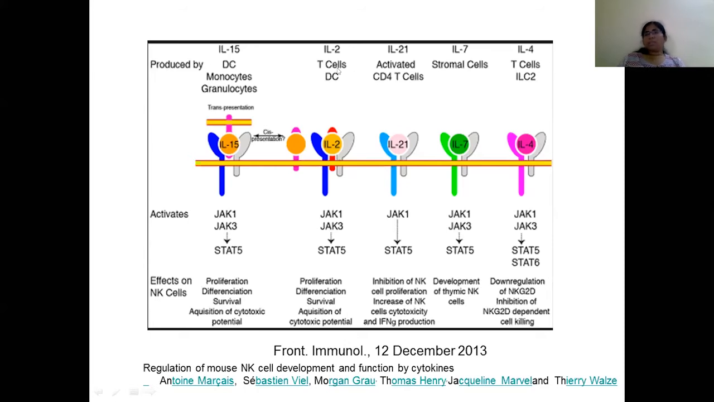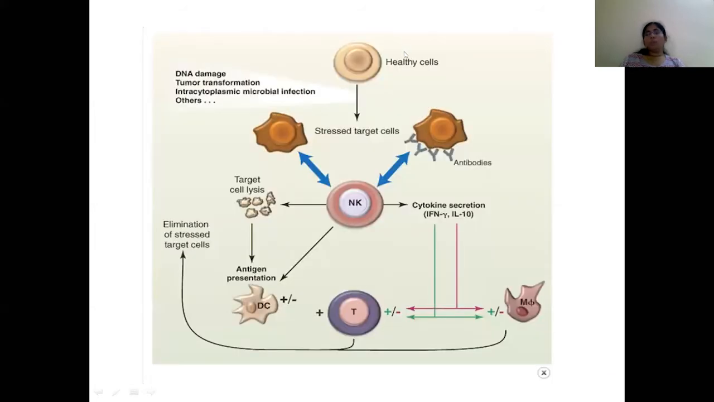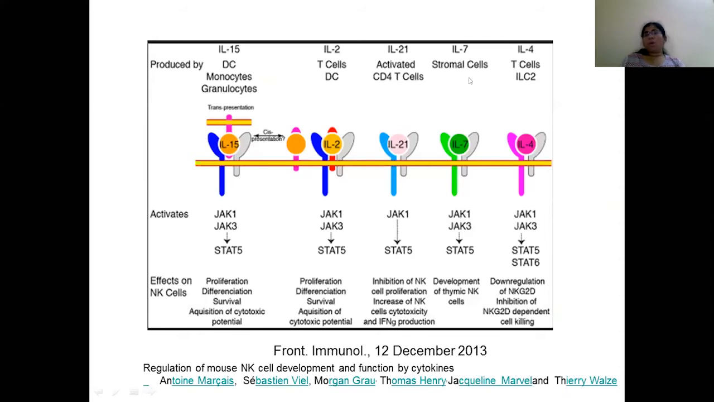So in the presence of interleukin 15, interleukin 2, and interleukin 7, what you get is the classic cytotoxic NK cell. But in the presence of interleukin 4 and interleukin 21, it leads to inhibition of NK cell proliferation. Depending on which one is higher, it either leads to an increase in NK cell cytotoxicity, or it leads to down regulation and inhibition of NK cell killing.